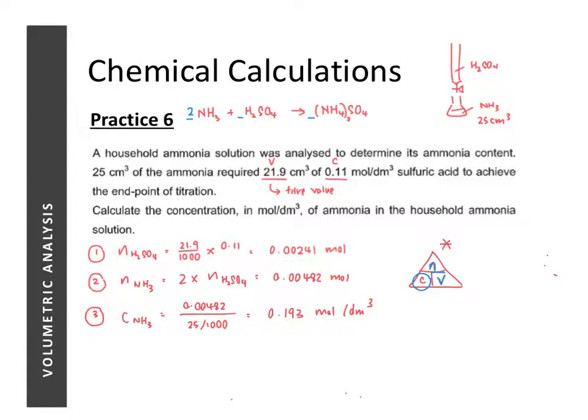Now, a common mistake that students will make in this particular example is that when they see the word ammonia, it immediately strikes them that it is a gas, and they will start to put in 24 dm cube as the volume, right? So when we see volume of something in a question, you need to ask yourself, is it volume of a solution or volume of a gas? In titrations, we are forever dealing with solutions. So 24 dm cube should never appear in a titration question.